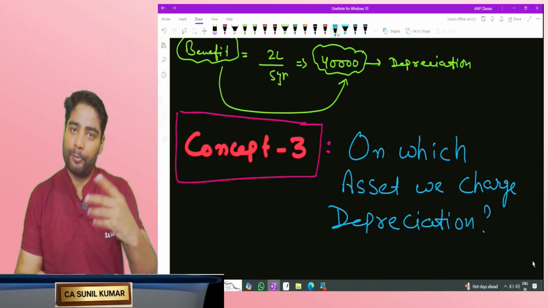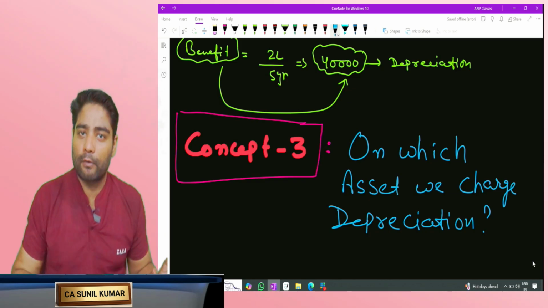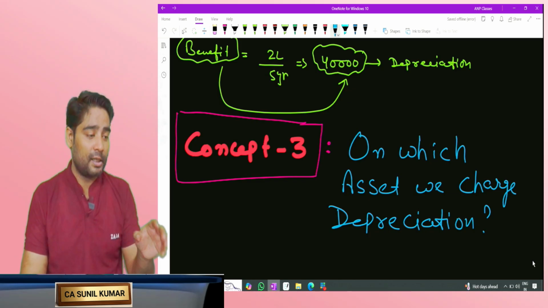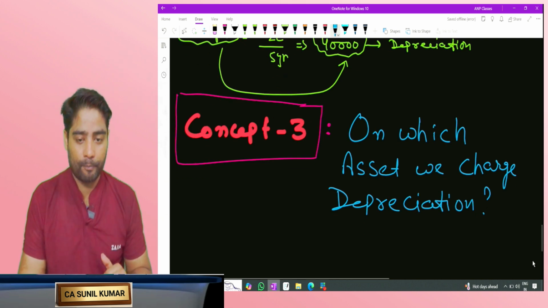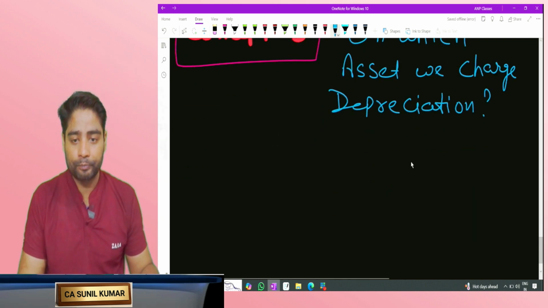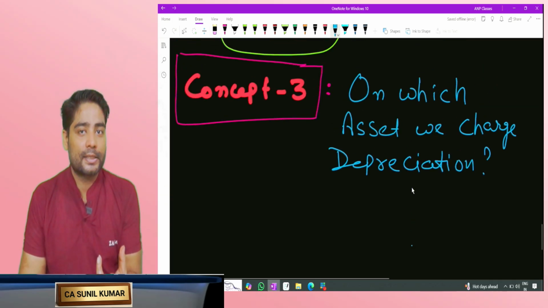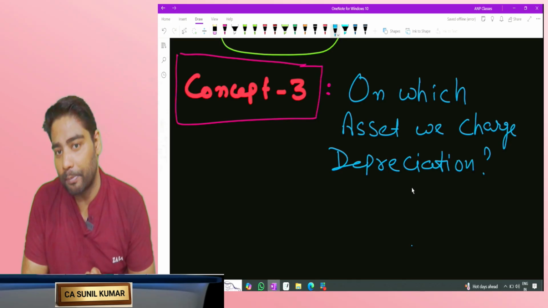You know the depreciation. Depreciation simply means spreading out the value of the asset according to the life of the asset. Okay, and how much benefit we have taken from that asset is recorded in that particular year. The value of the benefit. Okay, so now I'm asking you, on which assets do we charge depreciation?